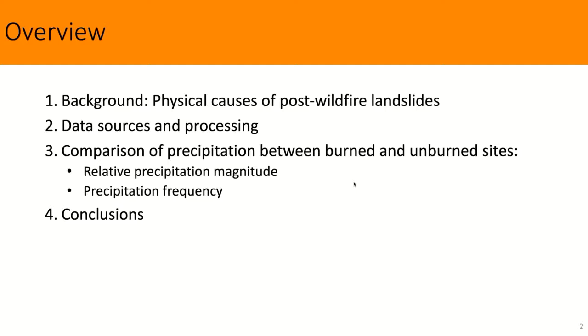I'm going to be comparing the precipitation between burned and unburned sites using a couple of different methods. I think each of them has something interesting and different to say about these precipitation figures. So I'll first be looking just at the sort of relative precipitation magnitude of these storms, and then secondly, I'll be looking at the frequency of precipitation.